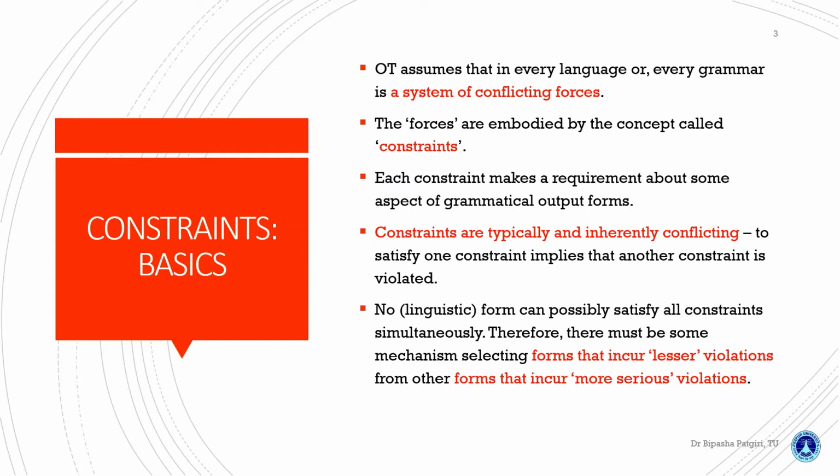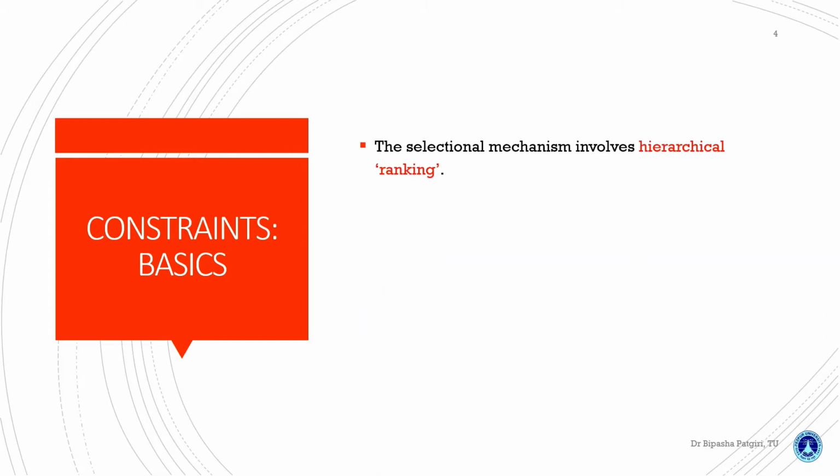This is another very important point: if all of the candidates violate constraints they are allowed to violate, then which candidate is chosen as the output form? The answer is the form which incurs lesser violations will be chosen, and it takes precedence over the forms that incur more serious violations. The selection mechanism also involves hierarchical ranking of constraints, and the higher ranked constraints have priority over lower ranked ones.